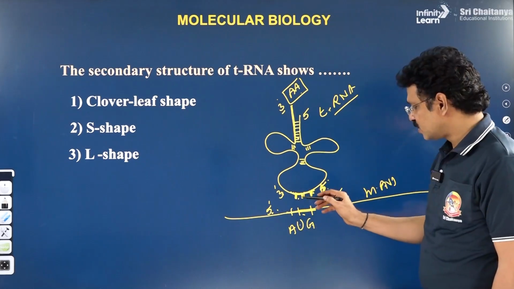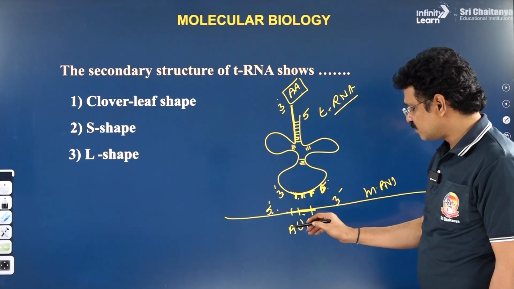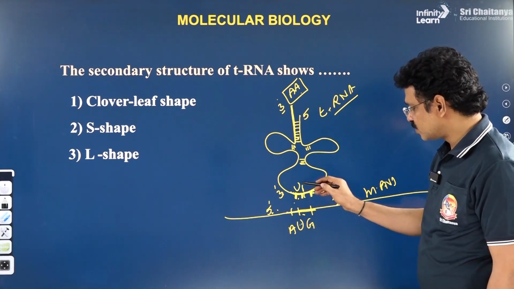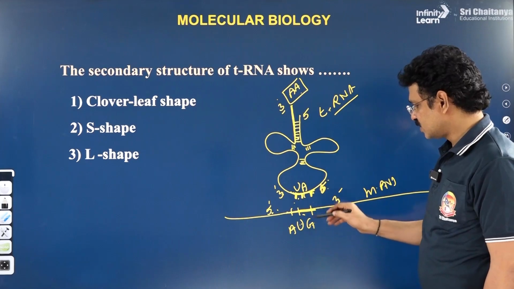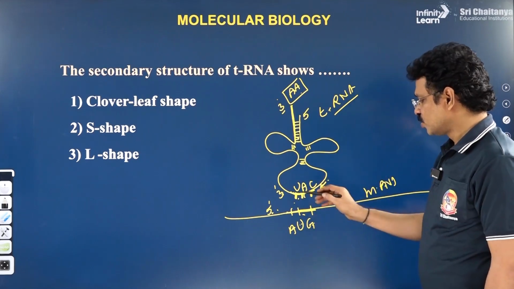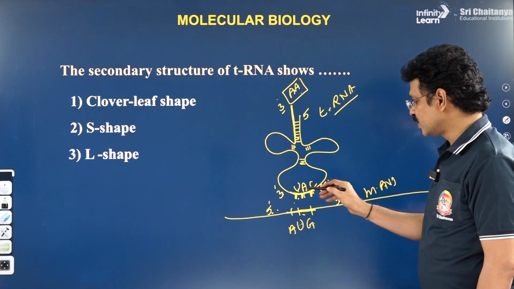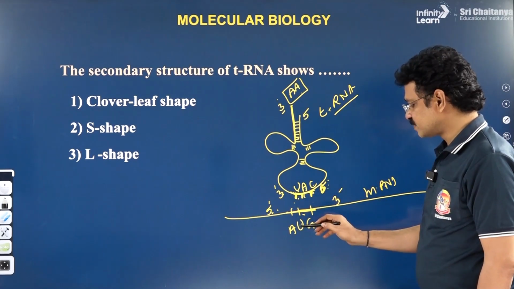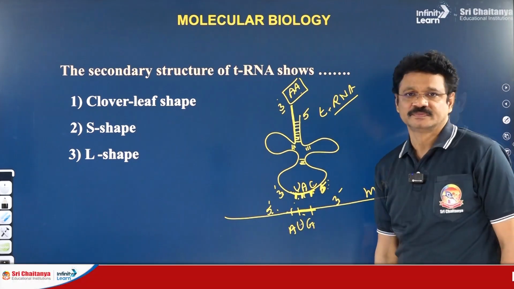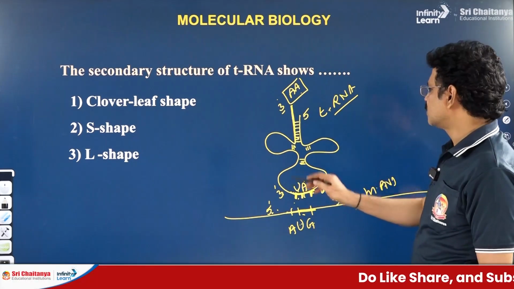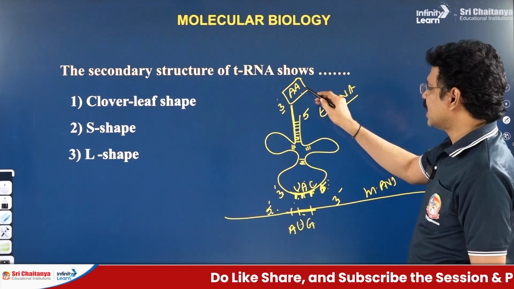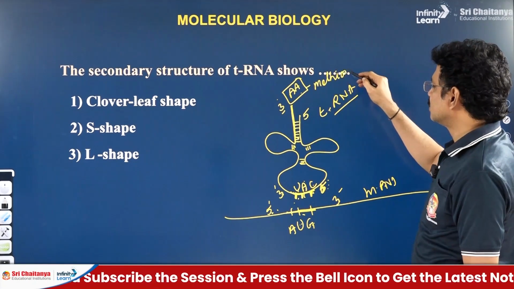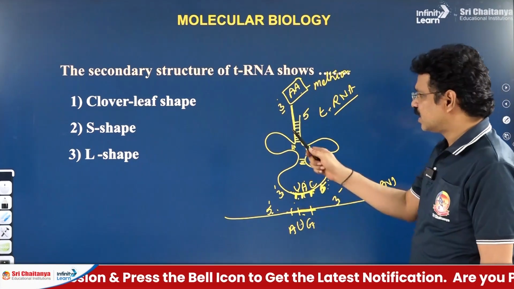Then what is the anticodon sequence here? What is the complementary for AUG? For U, the complementary nucleotide is A. For G, C. So 3' UAC 5' is the anticodon for the codon AUG present on mRNA. These kinds of tRNA molecules are able to carry the amino acid methionine. This is a tRNA molecule.